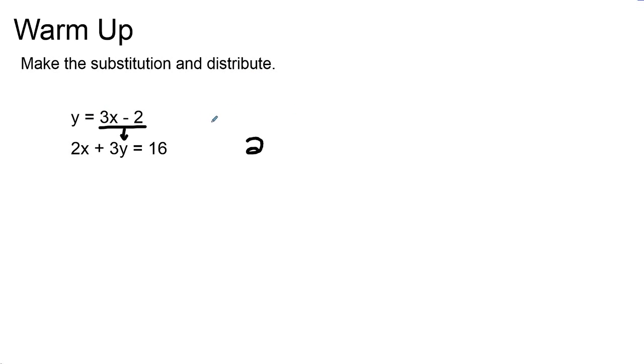When I do so, I get 2x plus 3, and I'm going to use parentheses here just to indicate that I still have some multiplication to do: 3x minus 2 equals 16. So now all the distribution I'm going to leave to you, but just remember that you are going to multiply the 3x and the negative 2 by positive 3.